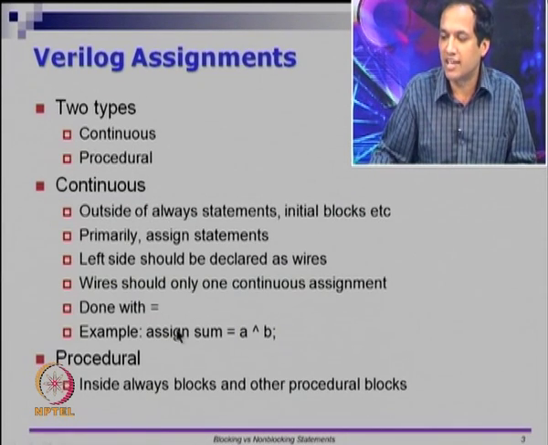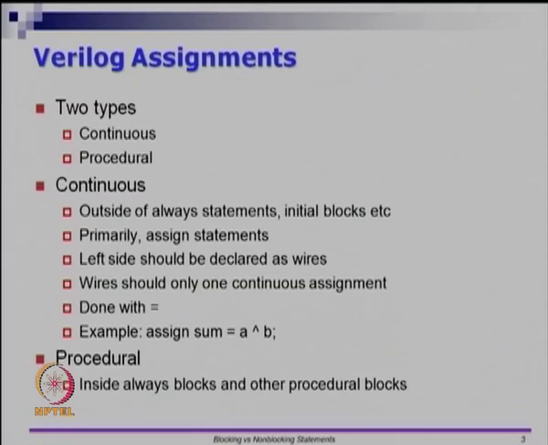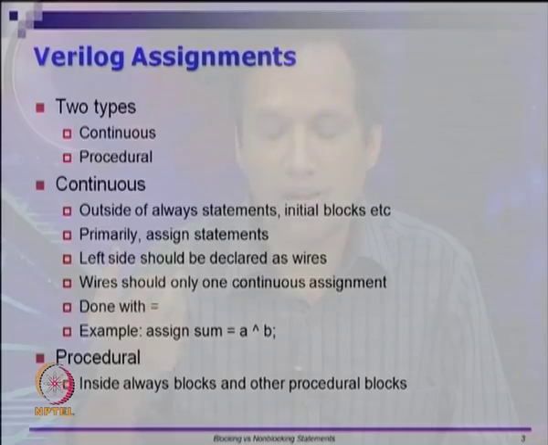An example is assign sum equals A XOR B. Sum is supposed to be declared as a wire. This is a continuous assignment statement, this is a continuous assignment operator, and there is an expression on the right side. So this is called continuous assignment. Whereas procedural assignments are those that happen inside procedural blocks. The procedural blocks that we have seen so far are initial statements, which are not very useful other than in test benches, but always blocks are procedural statements. This is equivalent to procedures as we know them in sequential programming languages.